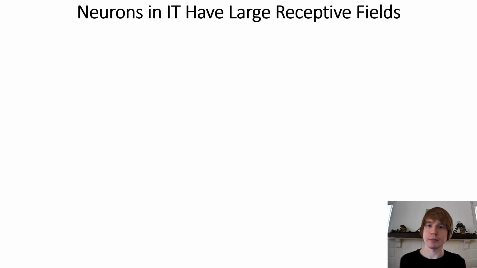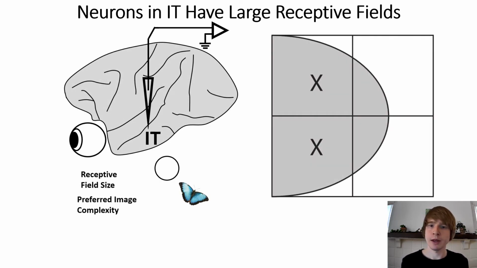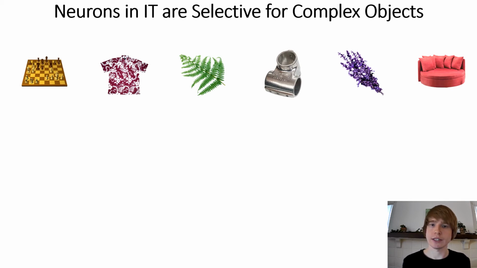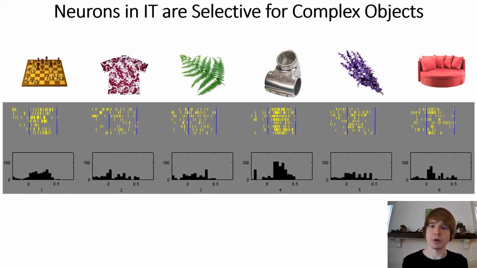Neurons in IT have comparatively large receptive fields. In this schematic, the X's denote the possible stimulus locations, the cross in the center represents the fixation point, and the gray semicircle is the approximate receptive field of an IT neuron. IT neurons are highly selective for complex naturalistic images, so for this set of 6 images, a given IT neuron might respond strongly to only one of them.